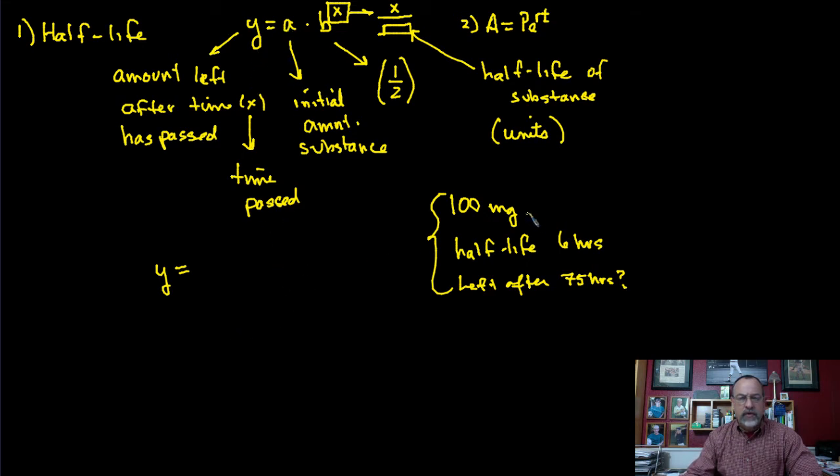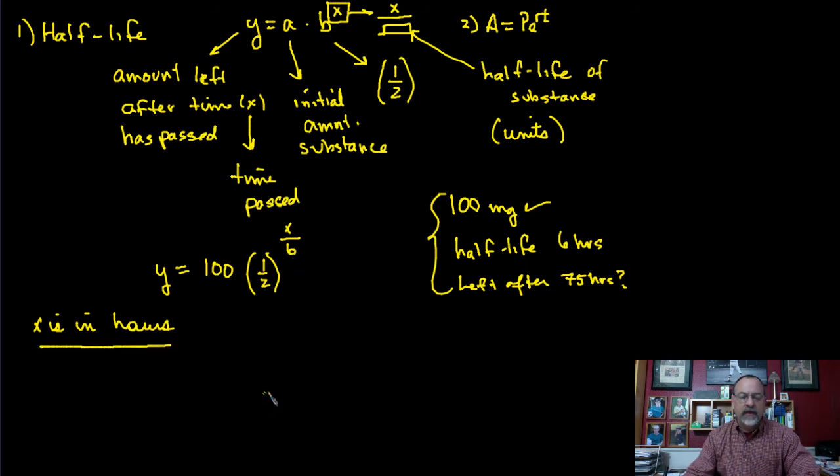The initial amount is what we're beginning with. That's a 100 milligram sample, so we have 100 milligrams to begin with. It's going to decay at a rate of half, and then my exponent is x over the half-life of the substance, which is 6. Now we need to write out here that this is 6 hours, so we need to identify that x is in hours, so that when we substitute values in for x, we make sure that we're only substituting in hours, because the units of the half-life are in hours. So this would be the algebraic model that would represent this problem.